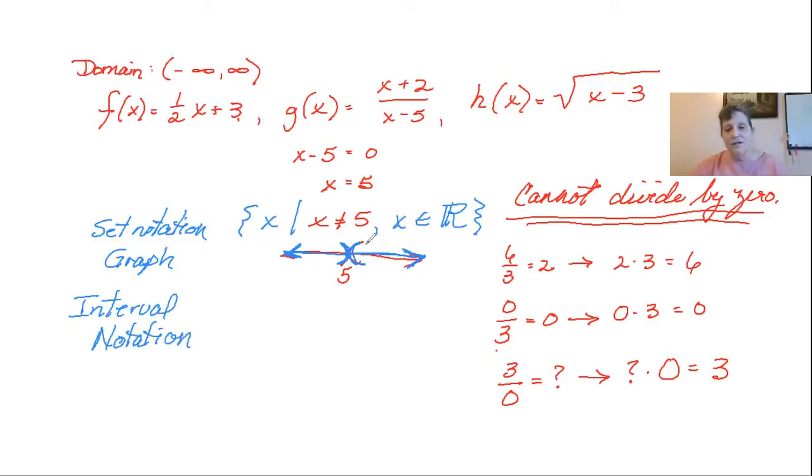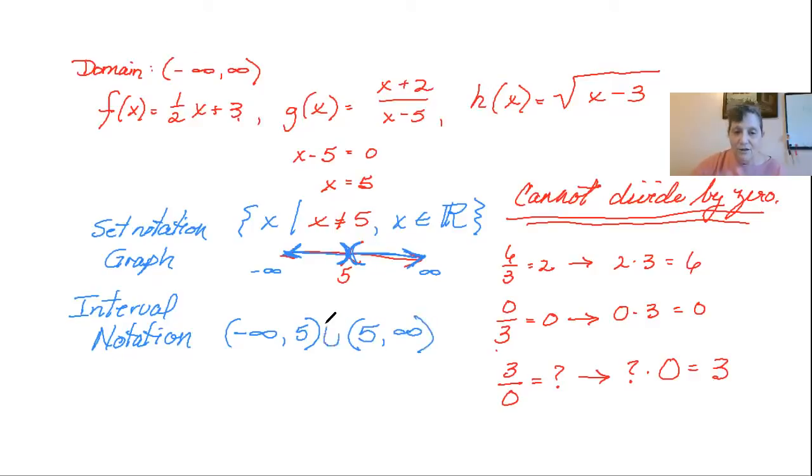Interval notation is a way of writing this without putting the line itself in. We know I've got negative infinity on the left, positive infinity on the right. So this is 2 different intervals. One goes from negative infinity to 5 with a parenthesis to show the 5 is not included. One is on the other side, parentheses 5 to infinity.